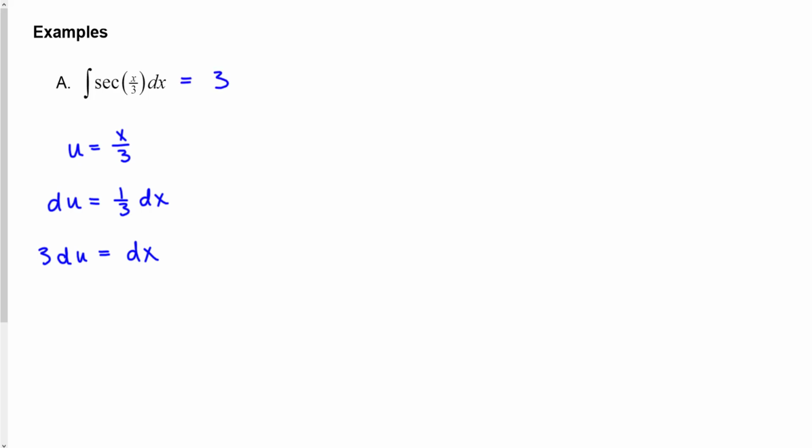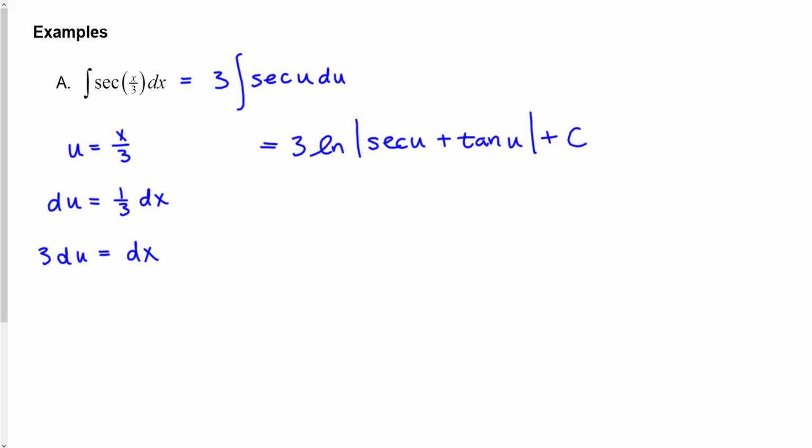So this will become 3 times the integral of secant u du, which, based off of the rule we just established, would be 3 times the natural log of the absolute value of secant of u plus tangent of u plus c, and replacing back to the original variable, 3 natural log absolute secant of x over 3 plus tangent of x over 3 plus c.